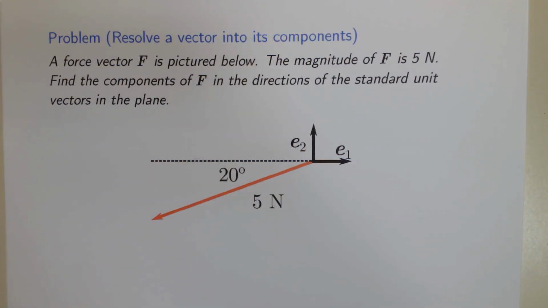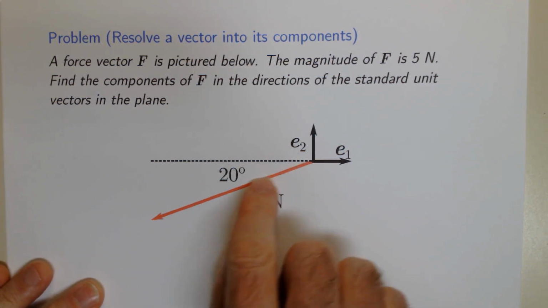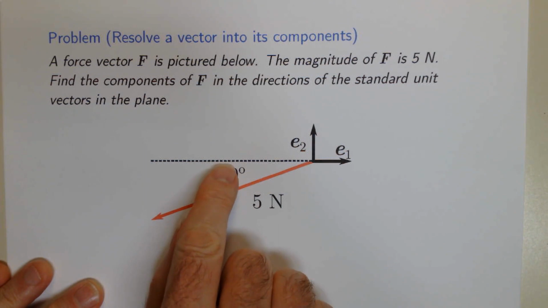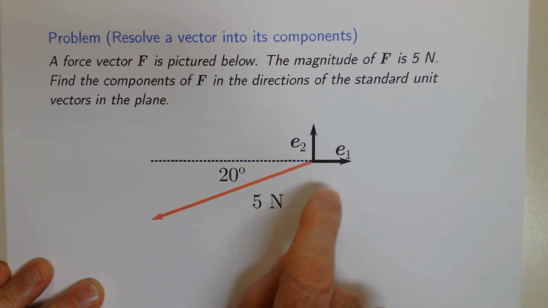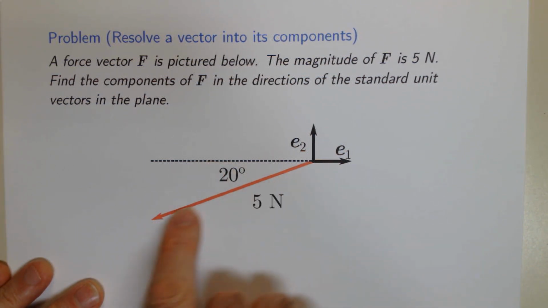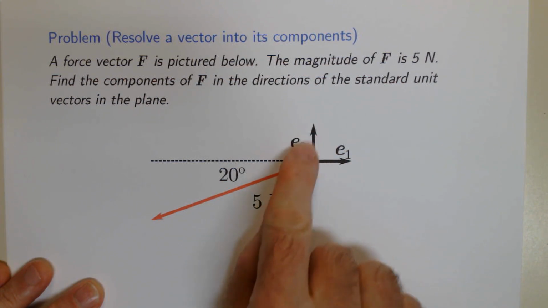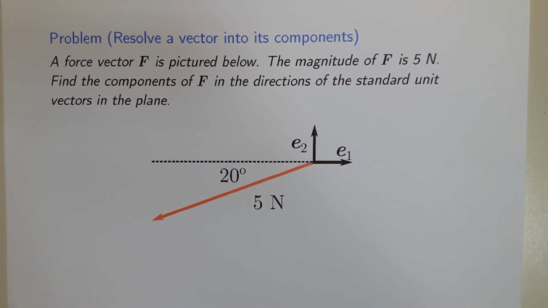All right, welcome to the document camera. Let's take a look at this problem. Now, as we know, we've got a force of 5 newtons. There's a 20-degree angle here, and we want to resolve this vector into these two unit directions, E1 and E2, the standard unit vectors in the plane.